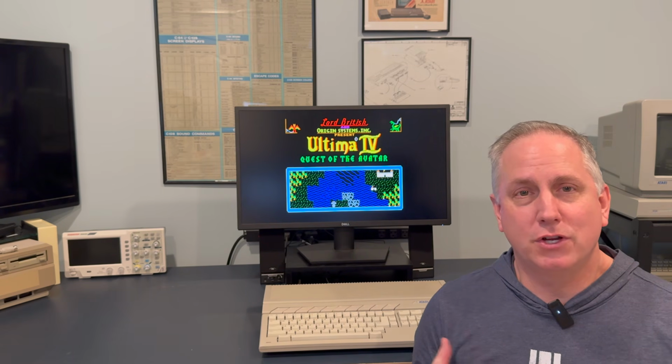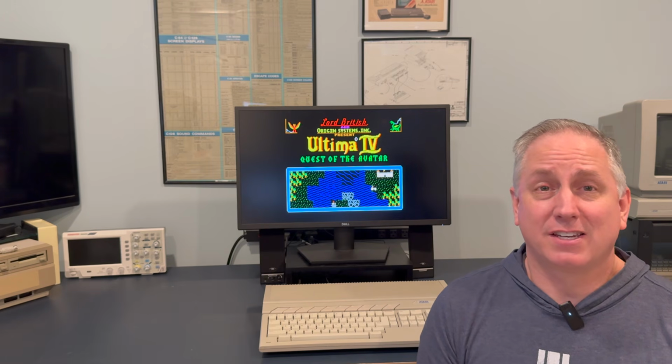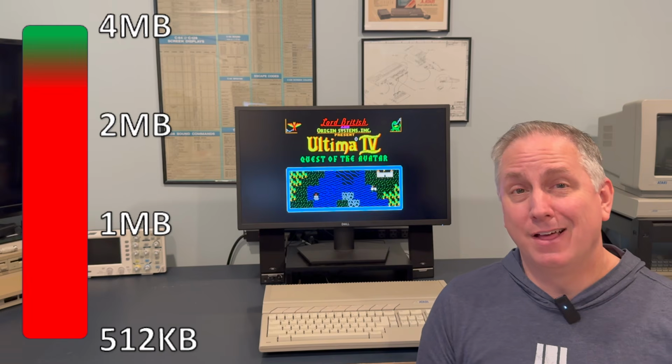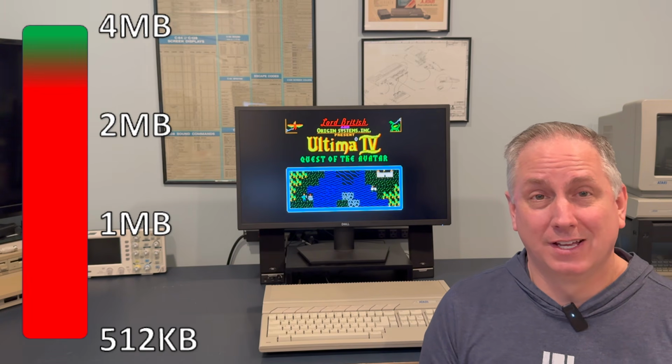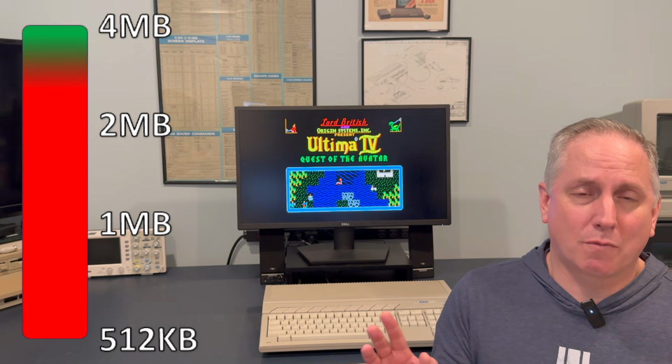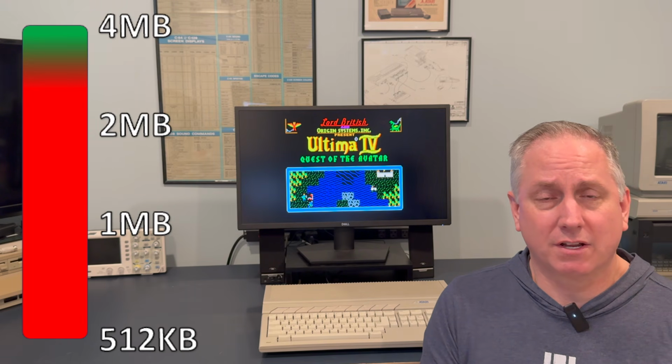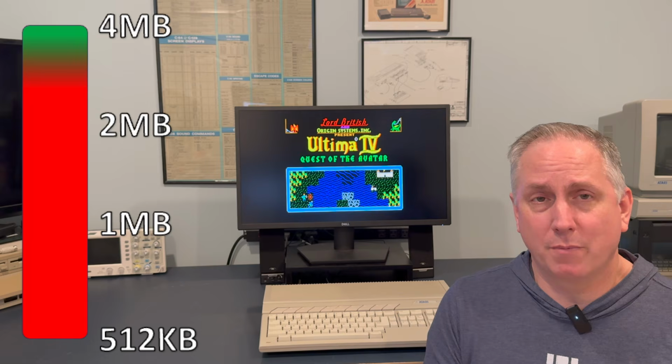If you watch my videos, you know that I am a tinkerer, and I just like to max things out. And if you like just maxing things out, well, the only way to go is 4 megabytes. And it's not tremendously difficult. There is a little risk involved, but in general, it's not a tremendously difficult thing to do.